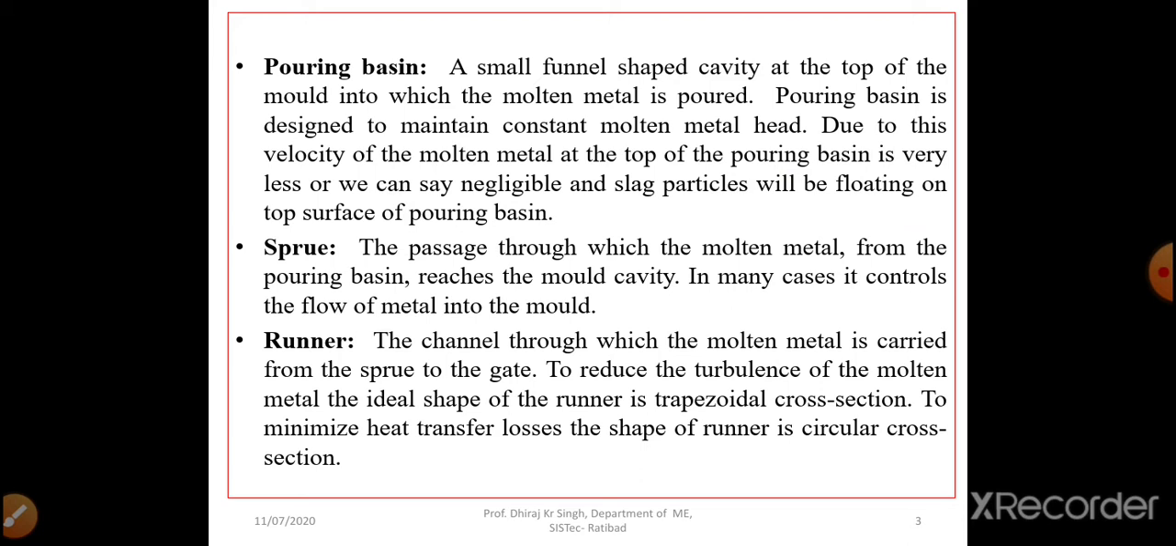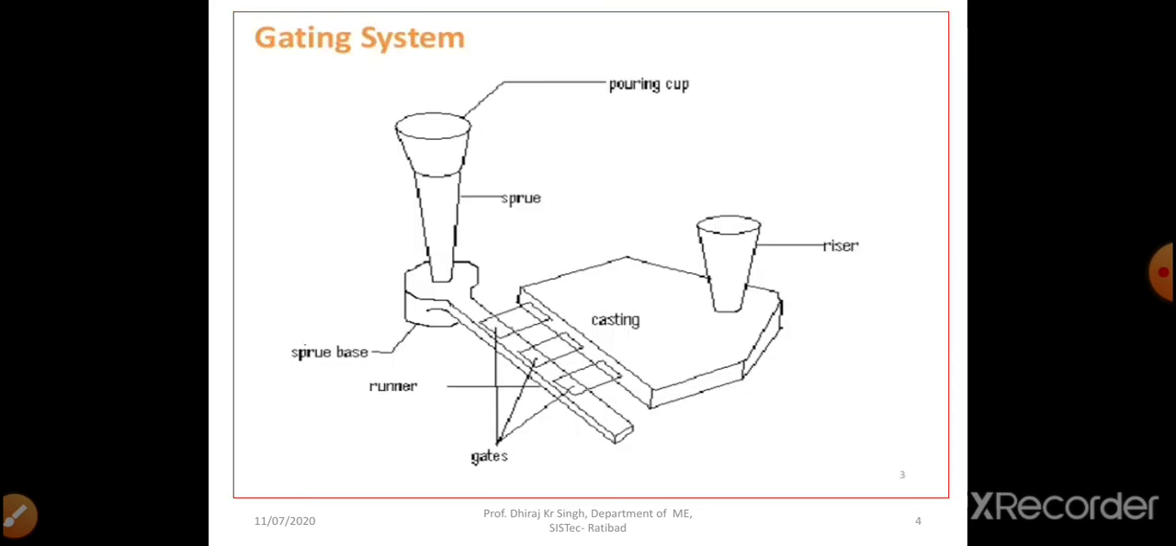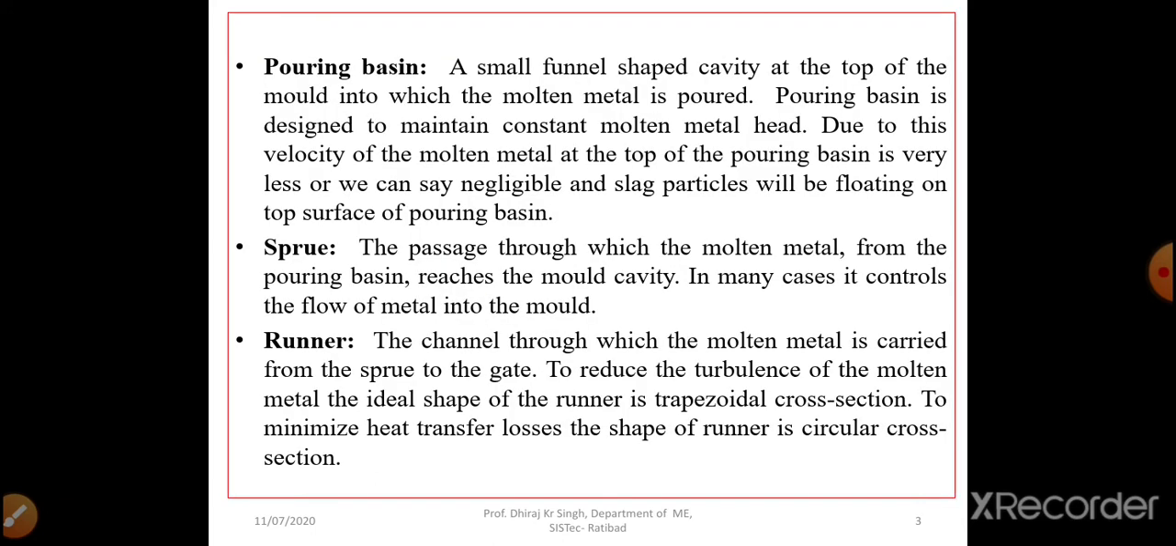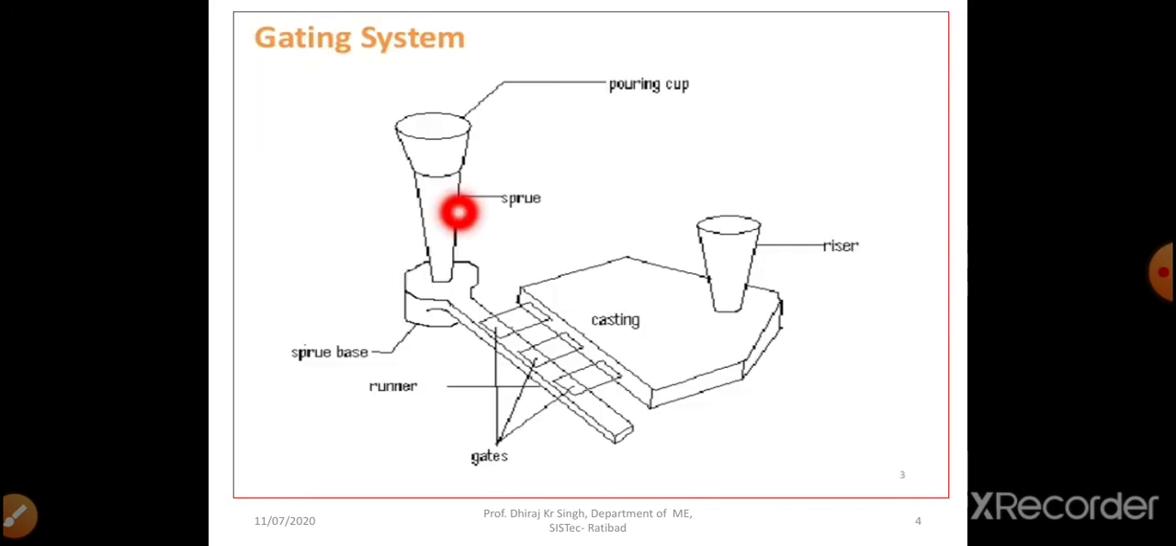We can also see the diagram of the pouring basin in a 3D picture. Here we can see this portion is our pouring basin. And this trapezoidal section which is connected to the pouring basin and runner is known as sprue. So what is sprue? Sprue is the passage through which the molten metal from the pouring basin reaches the mold cavity. In many cases, it controls the flow of metal into the mold. So this trapezoidal, tapered section is our sprue.